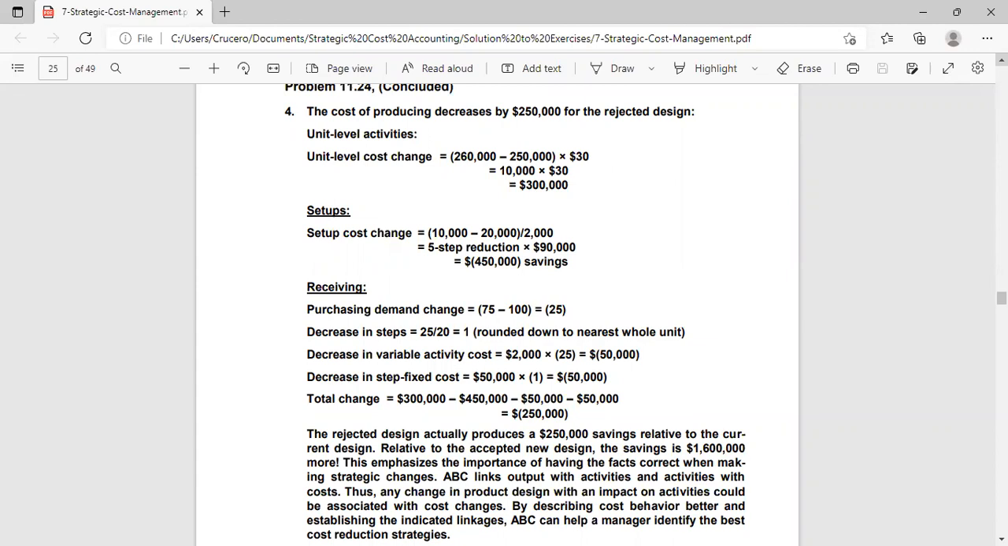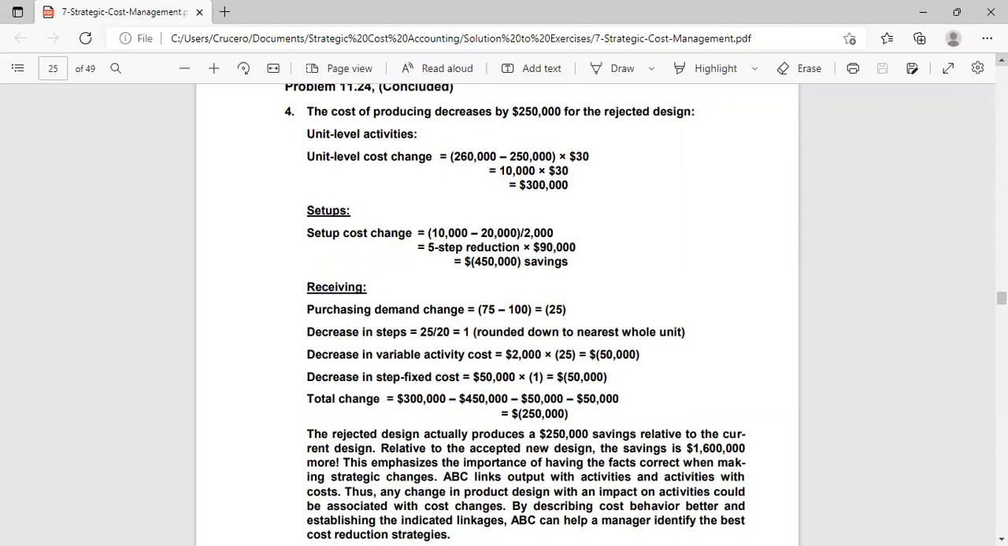So that means 10,000 divided by 2 is 5,000. And we have to multiply it by 90,000. We have the 90,000 cost reduction. In the receiving, that's purchasing demand change 75 to 100, there's a difference of 25. And decrease in steps is 25 divided by 20. That's rounded to nearest whole unit. Decrease in variable activity cost 2,000 times 25, you get 50,000.